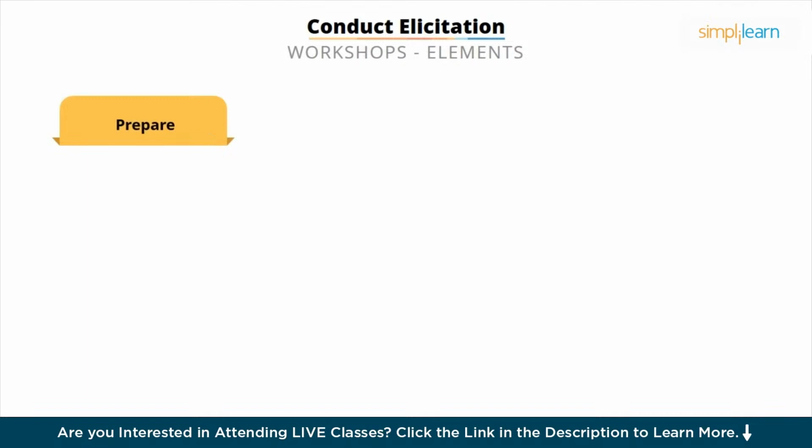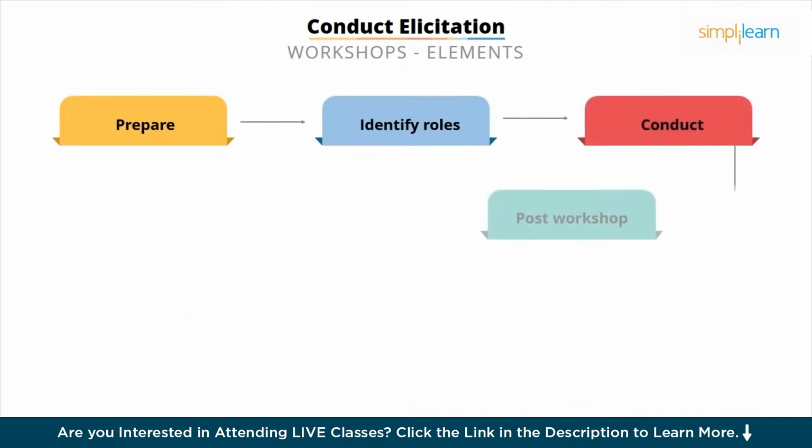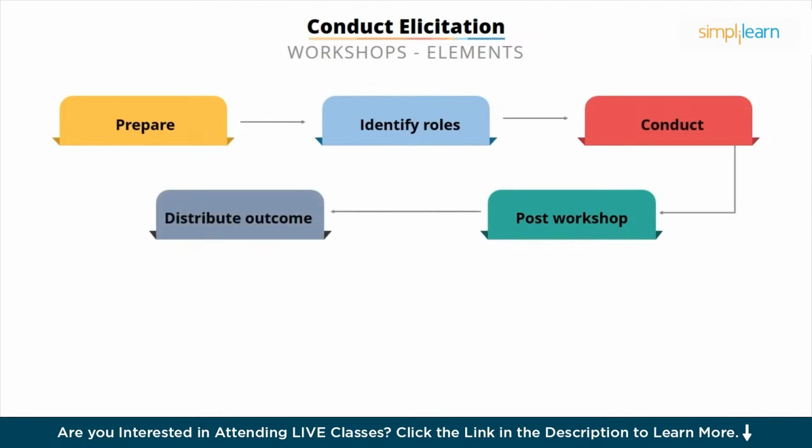The business analyst prepares for the workshop and identifies the participants, facilitator, scribe, and timekeeper. The business analyst conducts the workshop. Post-workshop, the business analyst completes the documentation, follows up on any open action items, distributes the elicitation results to the workshop attendees and any stakeholder who need to be informed about the outcome of the workshop.